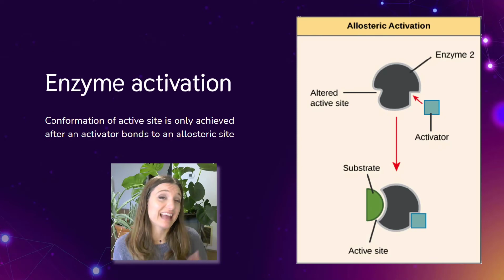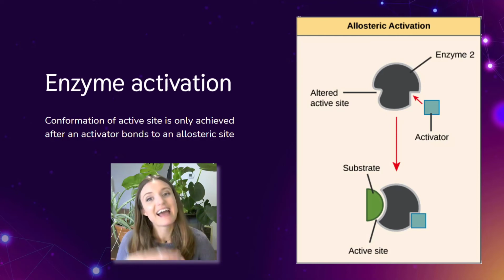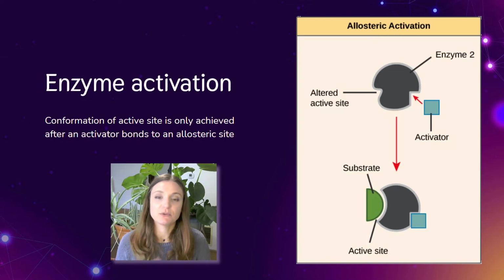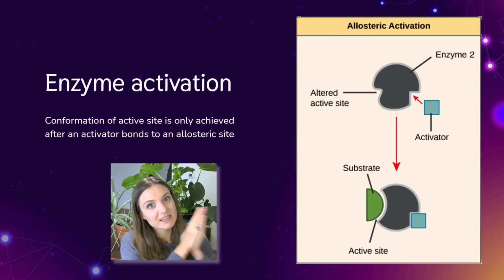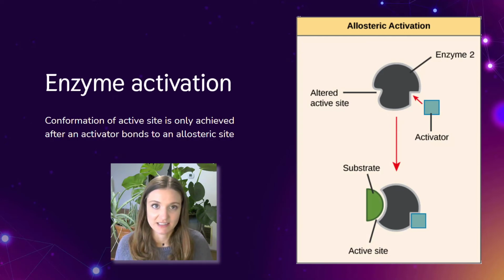In enzyme activation, the proper conformation of that active site is only achieved after an activator molecule has bonded to the enzyme. Okay, so usually activators bond to what we call an allosteric site. Allo meaning other, steric basically meaning location. Once that activator molecule bonds to that allosteric site, now the active site takes its correct shape and it can bond to its substrate.